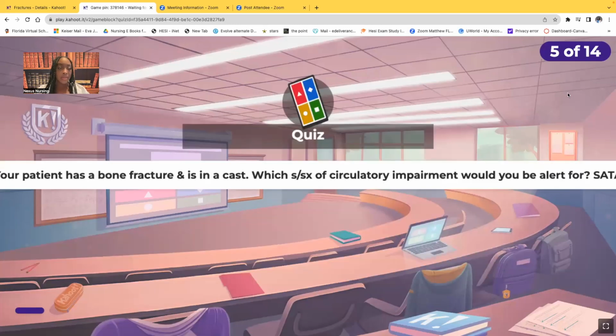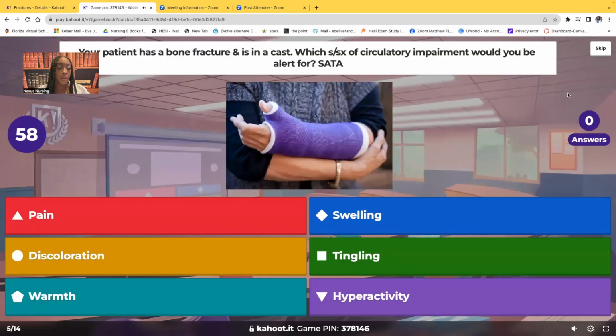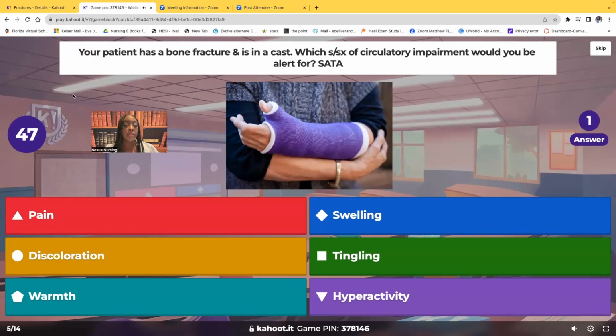Select all that apply. Your patient has a bone fracture and they're in the cast. Which signs and symptoms of circulatory impairment would you be alert for? Here are our choices: pain, swelling, discoloration, tingling, warmth, hyperactivity. So your patient has a cast. What are the signs and symptoms of circulatory impairment you would be watching out for? Again, your choices are pain, swelling, discoloration, tingling, warmth, hyperactivity.